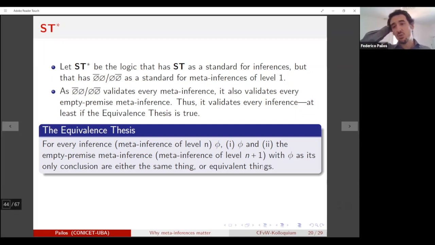This, I take it, is a very intuitive, very plausible thesis. An inference can be thought of as a meta-inference with an empty premise set and that inference as its only conclusion. And they should be equivalent in the sense that evaluation should validate one if it validates the other, and one should be valid if and only if the other is valid.